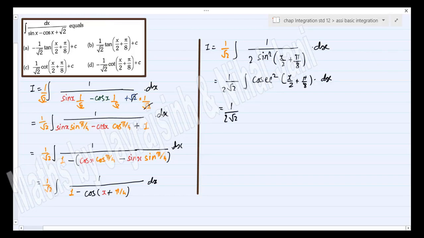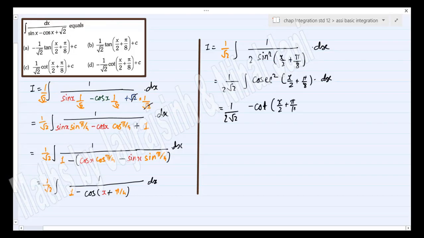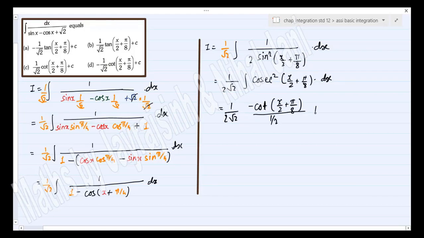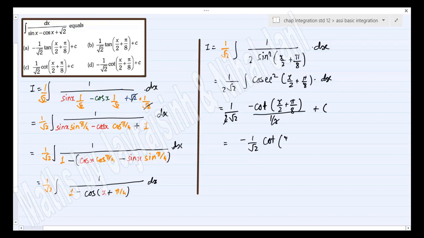Now we are ready to integrate cosec square theta, which is simply minus cot angle upon coefficient of x, which is 1 by 2, plus c. So here this 2 will cancel out and we will get minus 1 upon root 2 cot of x by 2 plus pi by 8 plus c. And here's your final answer, which is given in option D. Ta-da!